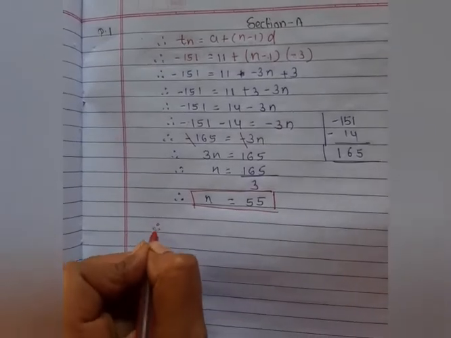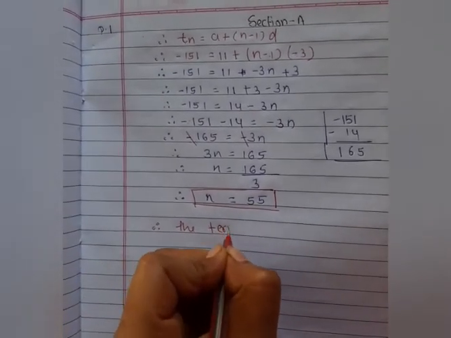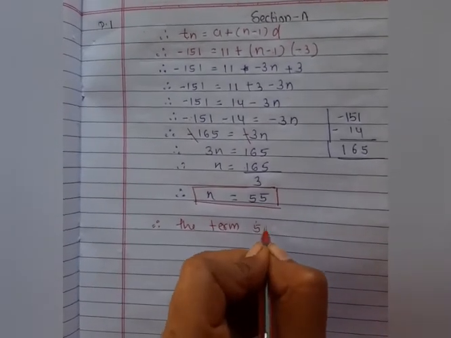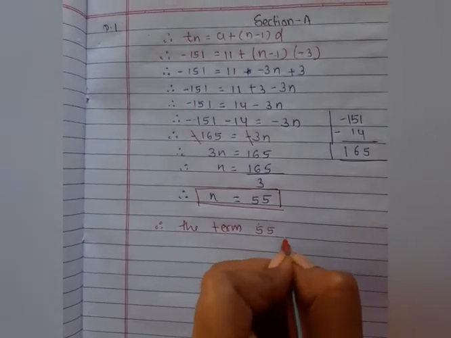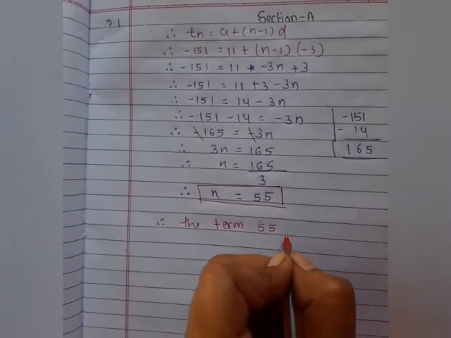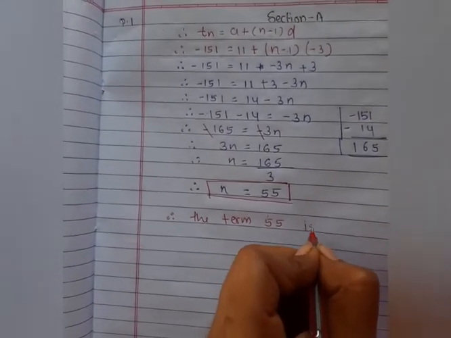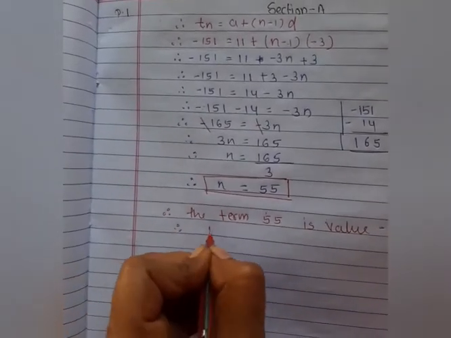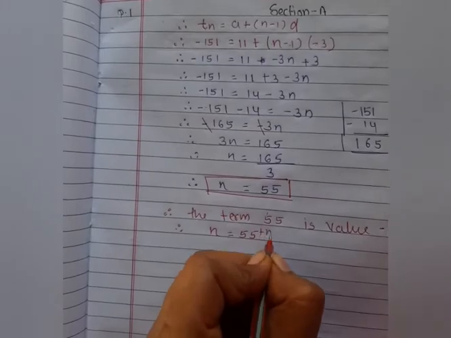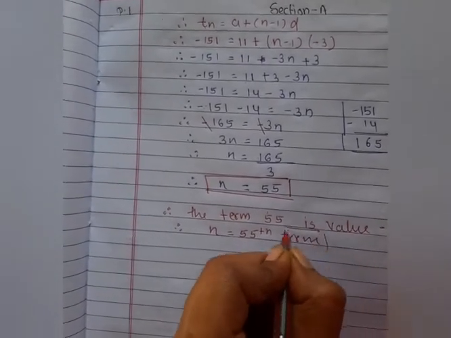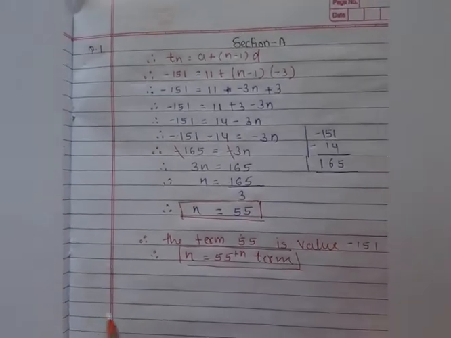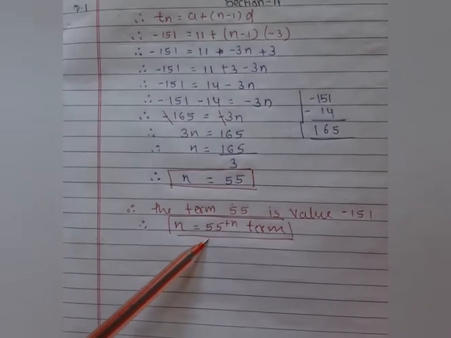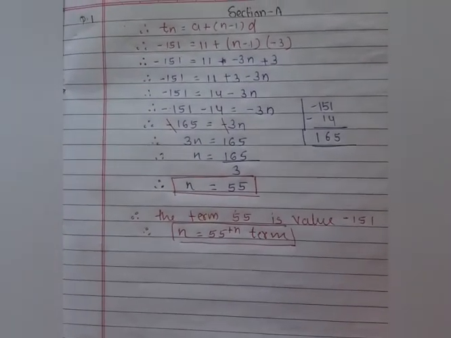It means we are getting the term 55. So the 55th term is the value minus 151. So n is nothing but the 55th term. We can also write it in this way. So hope you are clear about it, how to find out the term when we have the value. So this is the solution of this question.